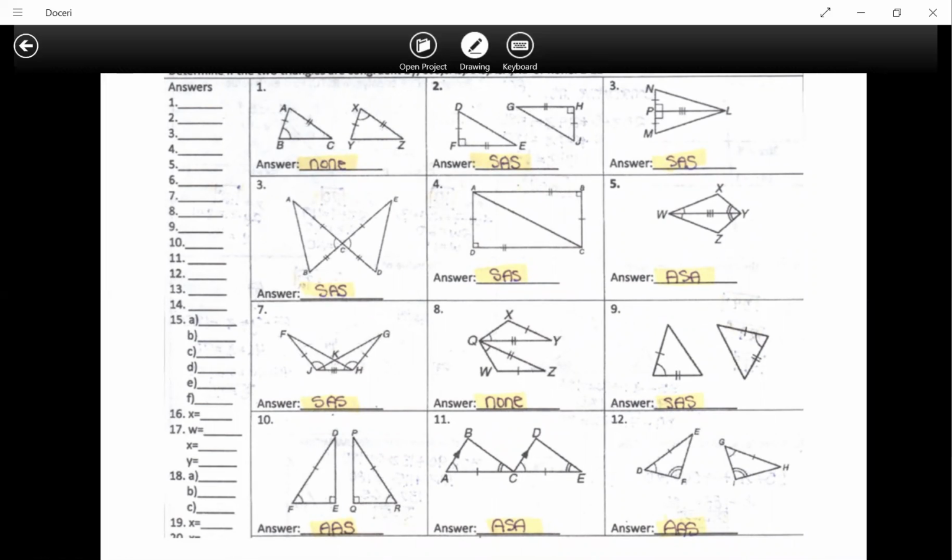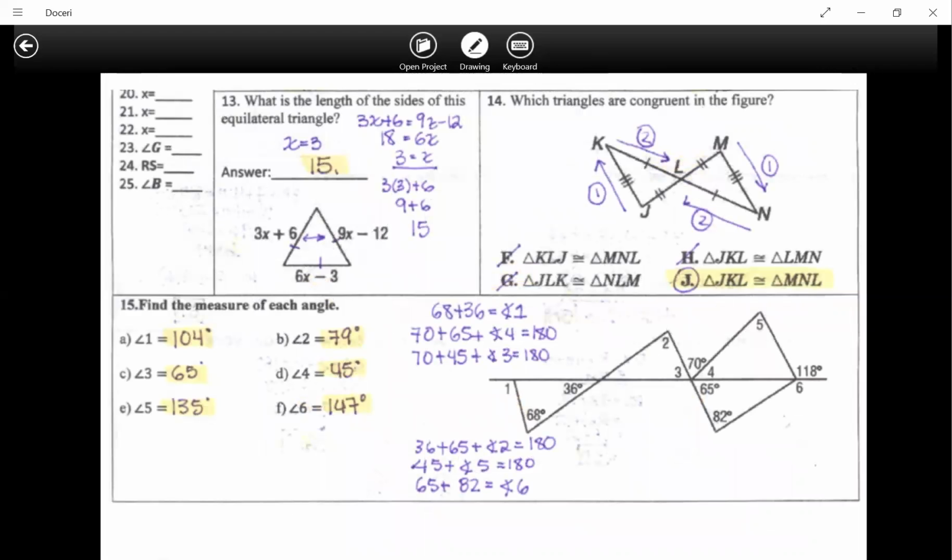You cannot use AAA or ASS or the reverse of that, which is SSA. We'll cover that a little bit as well. Side angle does not work. Okay, look at the bottom ones here.